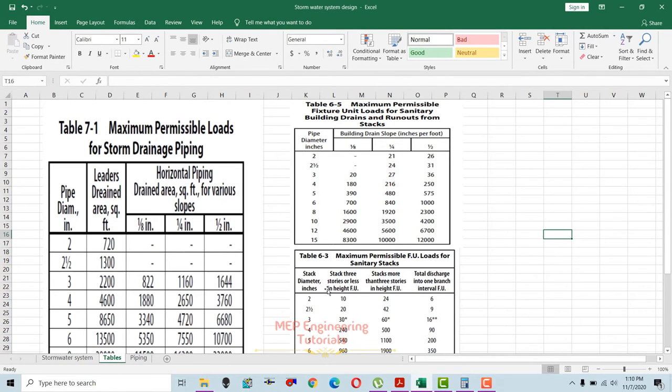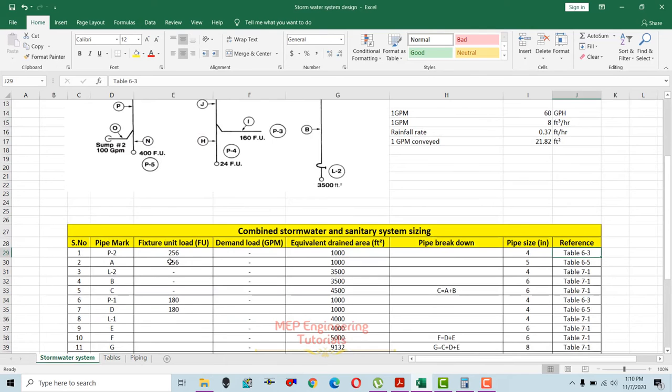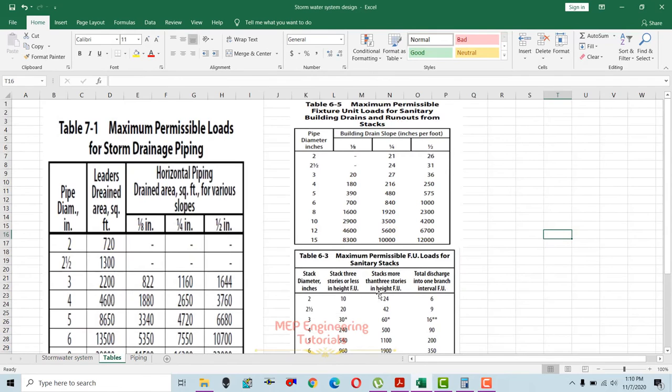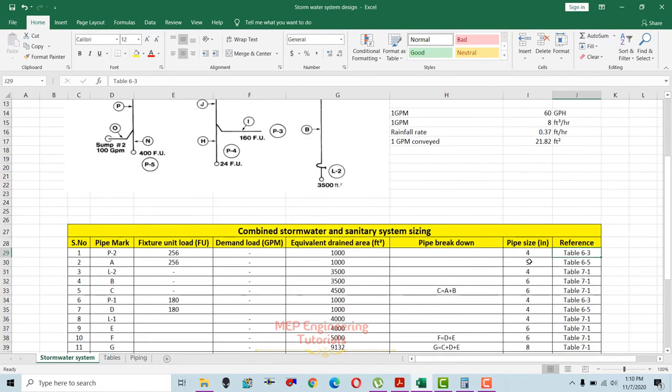You can watch it. Since we have a building more than 3 stories in height, we have to use this column. So how many fixture units did we say? 256 fixture units. 256 fixture units is between 60 and 500, so we'll go for the higher value, 500, and if you check here, it is 4 inches. So that's how we got the 4 inch pipe size.